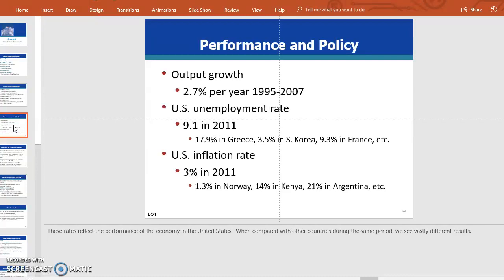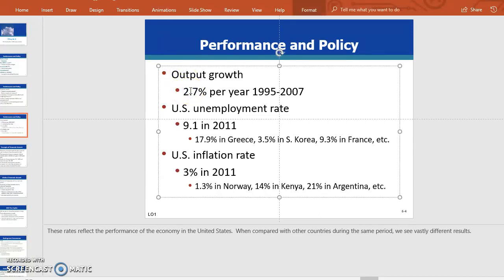And then we can compare that with the Japanese economy, which grew at an average rate of only 1% per year over the same time period. So the Japanese economy grew only 1% per year during this time period.